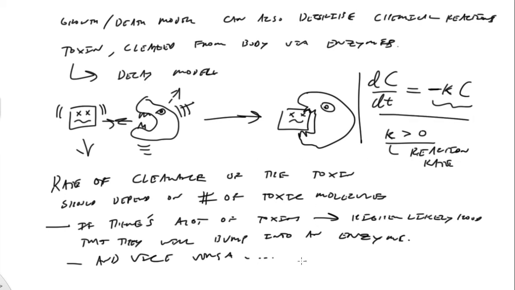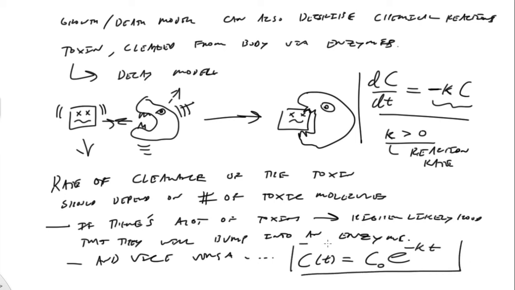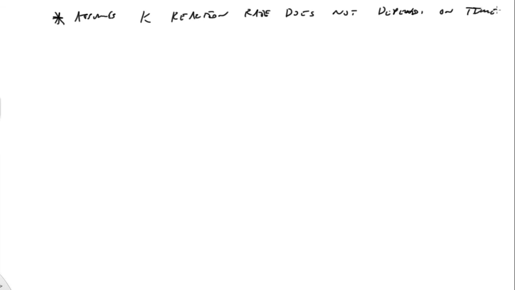Okay, and of course we know that the solution C of t will be equal to whatever the initial amount of chemical there was in the body, times e to the negative kt, and you can get that adequately by just using separation of variables. All right, so of course we can do a model of this, and this model assumes that this k reaction rate does not depend on time. Later on we'll actually study when the reaction rate will depend on time, but we'll do that at a later date.